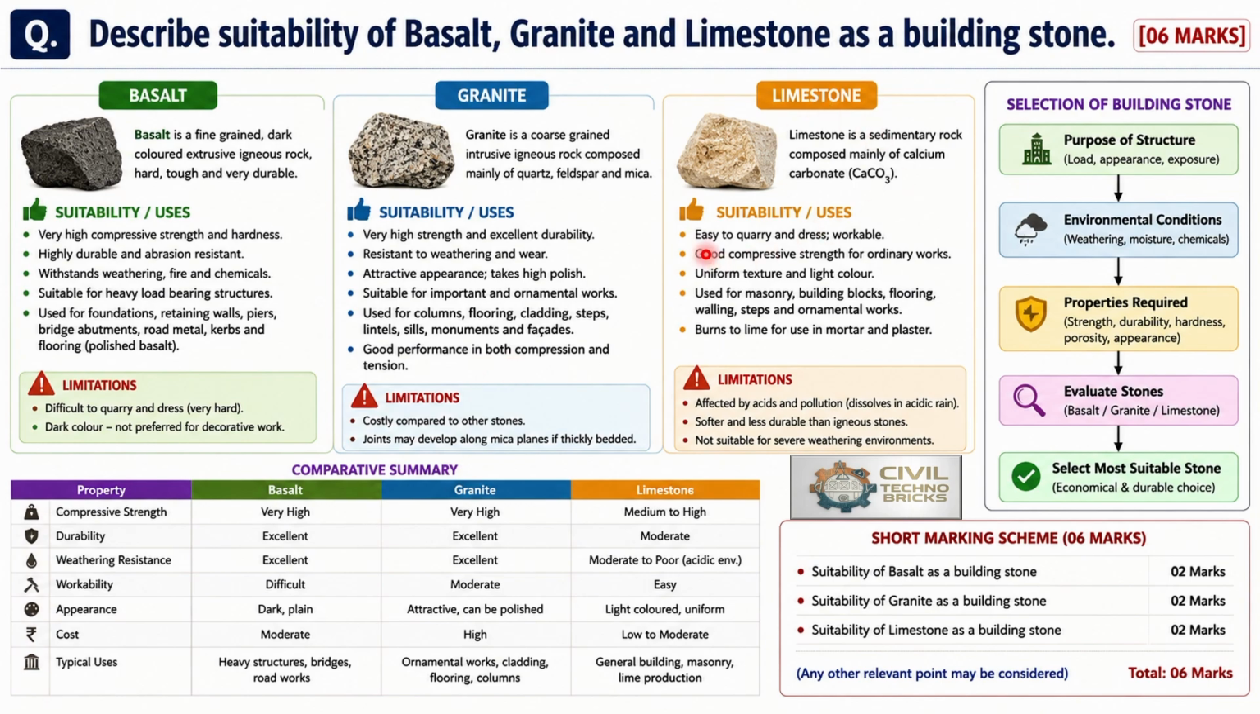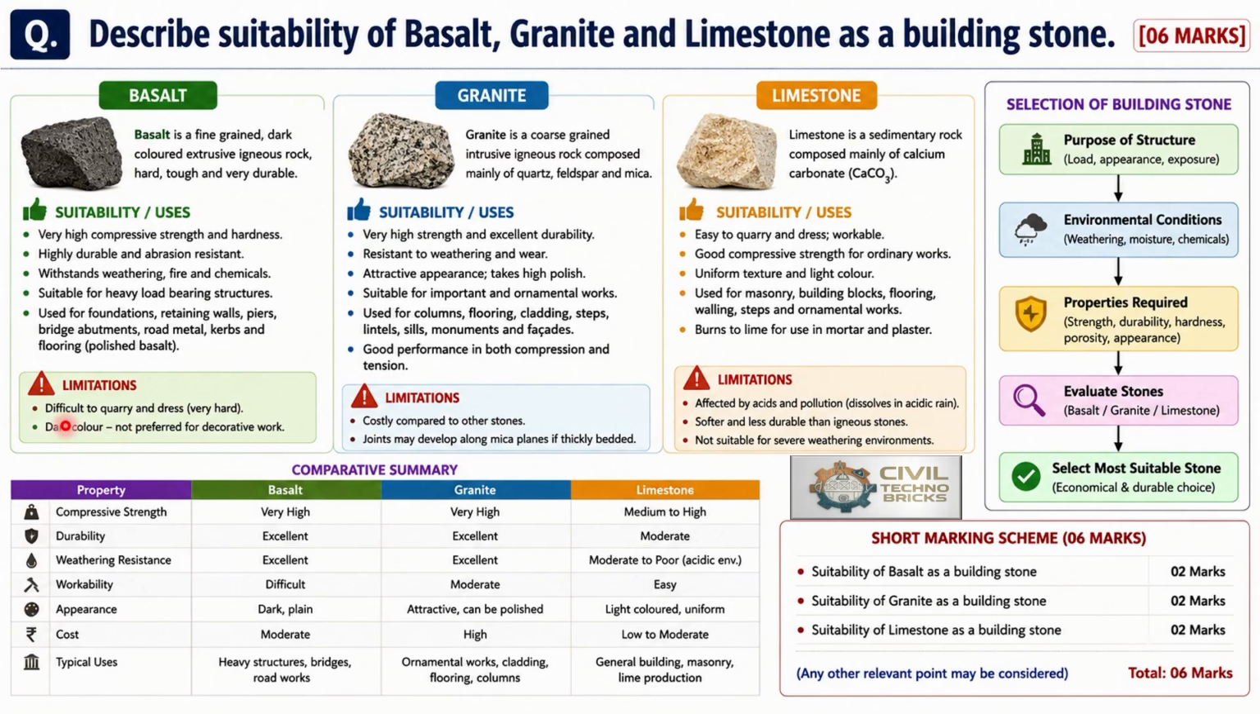From the limestone point of view, it is easy to extract from the quarry and dress, and it is more workable. It has good compressive strength for an ordinary type of rock. It is used for masonry, building blocks, flooring, walling, steps and ornamental works. It is burnt to lime for use in mortar and plaster also. So here are three types of rocks and their utilization, related to their suitability, characteristics and durability. Each rock has some limitations.